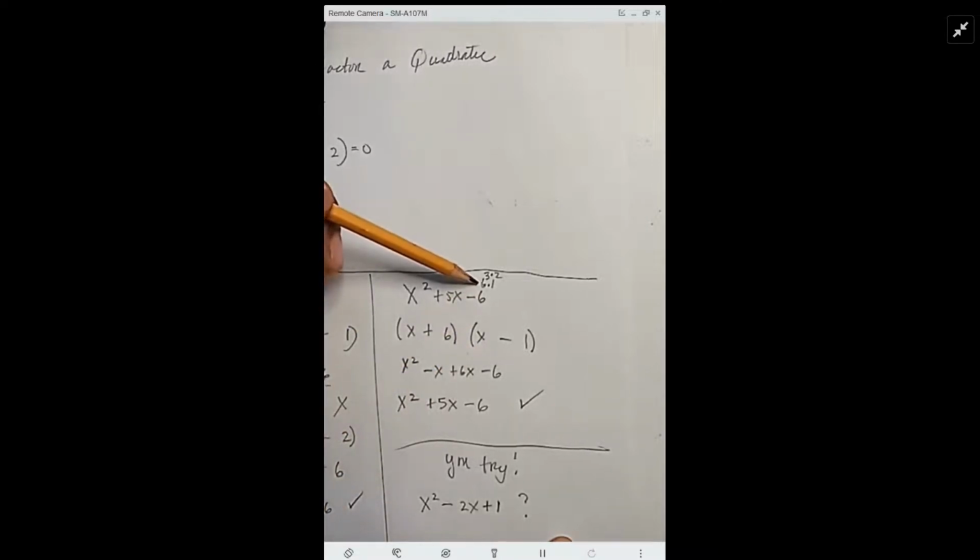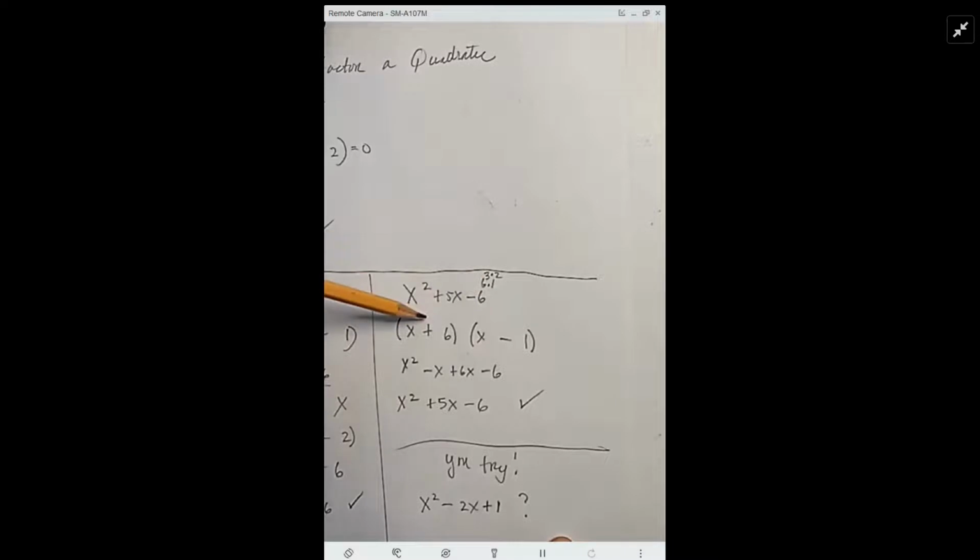Okay, I have 6 times 1 and 3 times 2. We know that. Now I want to get a negative 6. So in order to get a negative when I'm multiplying, it has to be a positive and a negative. So that means a negative 6 times a positive 1.